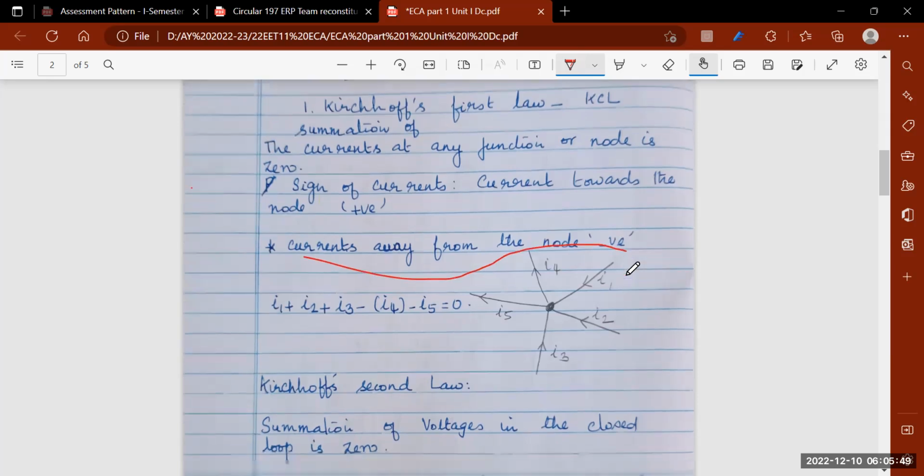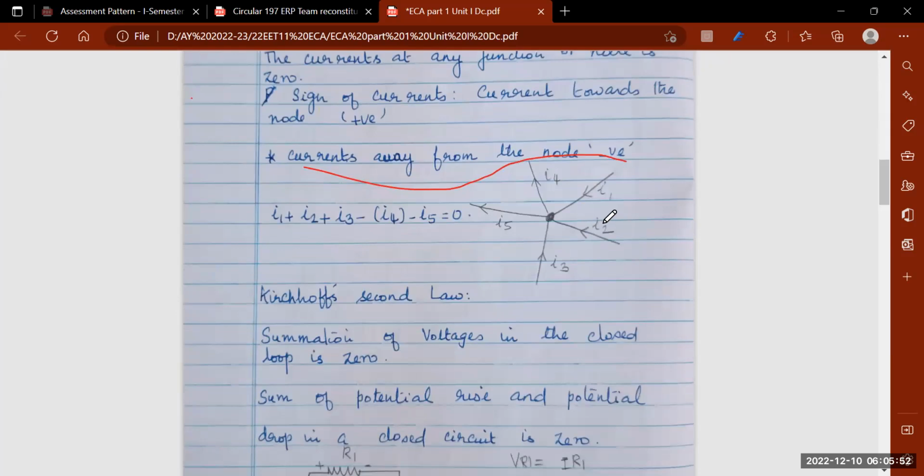I have taken a small example. There is a diagram given here. This is a junction point. Currents I1, I2, I3, these three currents are entering, so we have given a plus sign here. Currents I4 and I5 are leaving, so minus I4 minus I5. And according to the statement, the current meeting at the junction is equal to 0, and I have written this equation.